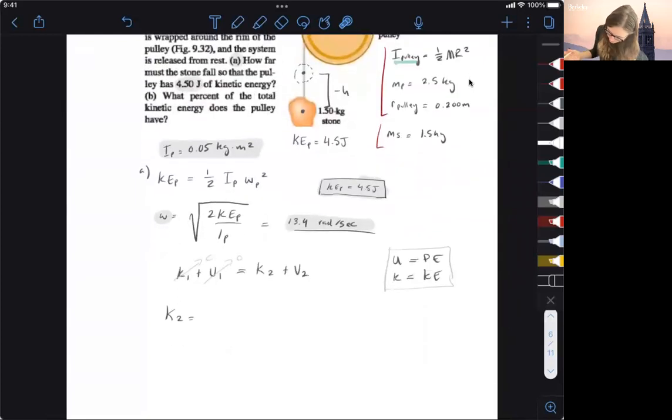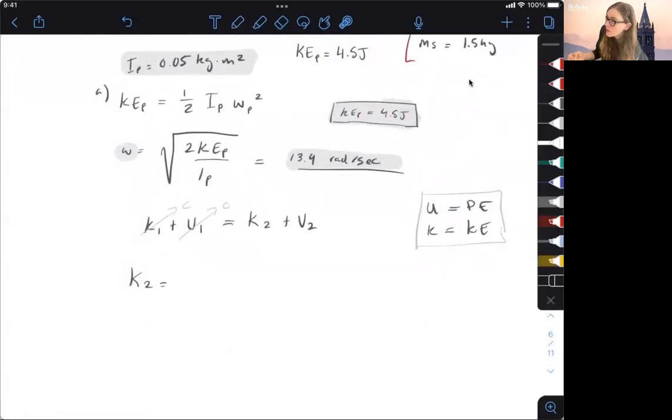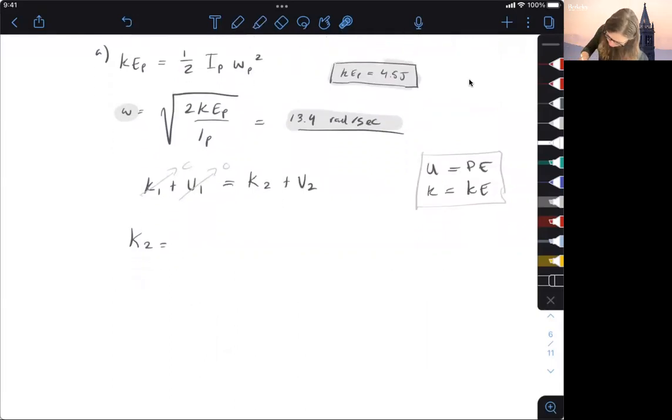So our K2 is going to be equal to 1/2 mv squared for our falling stone. I'll put that in there. So we solve for our KE for the pulley. Let's say KE for our stone, and then K2, we know, is going to be equal to the KE pulley plus KE stone.